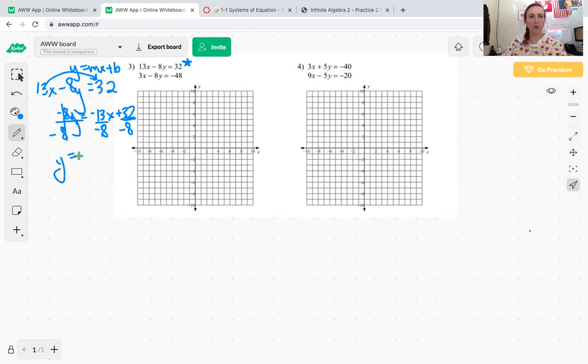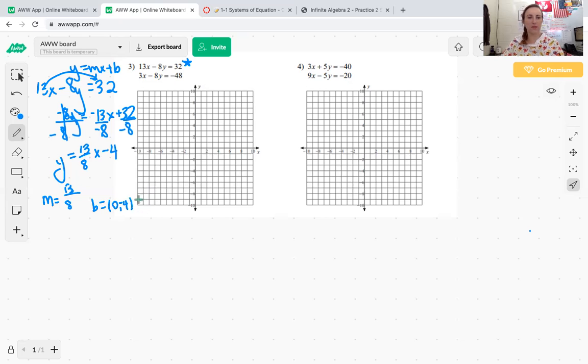Now if you do pull up your Desmos, just kind of check it, your negative 13 over negative 8 doesn't reduce, but two negatives make it a positive 13 over 8x. And now 32 divided by negative 8 gives us a negative 4. And now we find our slope, which is 13 over 8, always the number beside the x. And our b is always the one here by itself, so 0, negative 4.